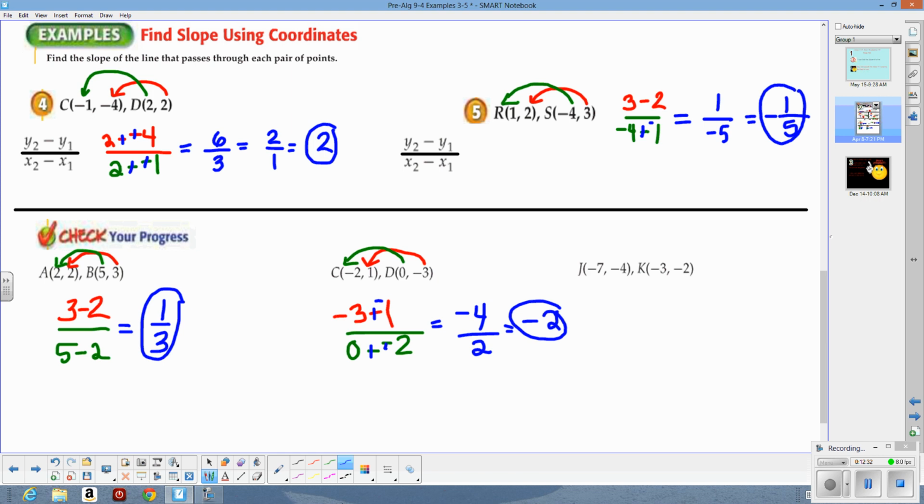Now our last one, -2 minus -4, that's the change in the y's, over -3 minus -7. Now do the math. -2 take away a -4 is going to be a +2. And -3 minus a -7, that's a +4. 2/4 can be simplified to being 1/2.